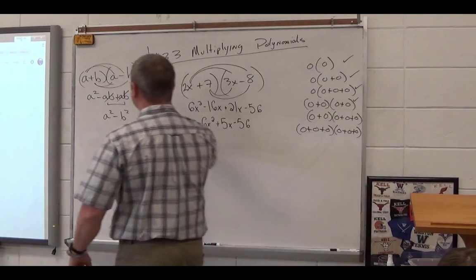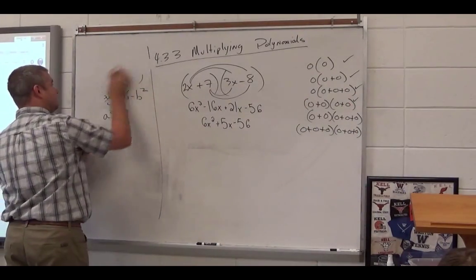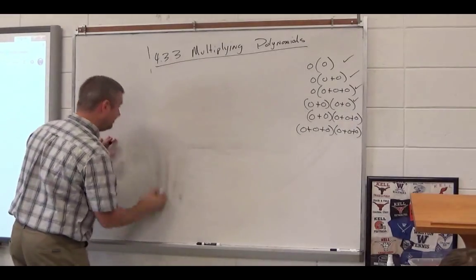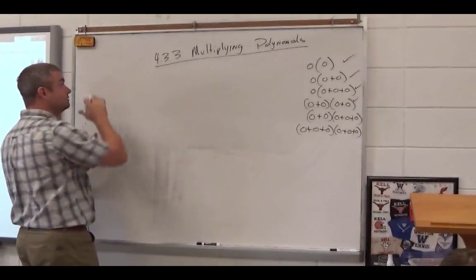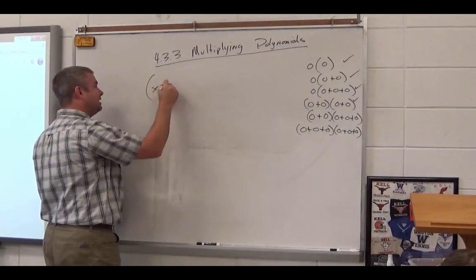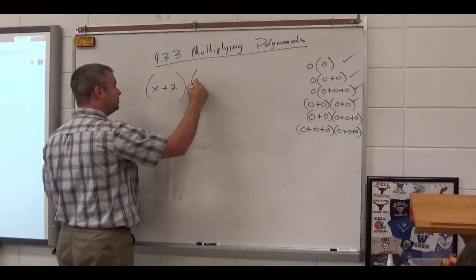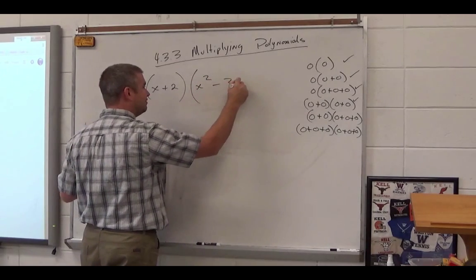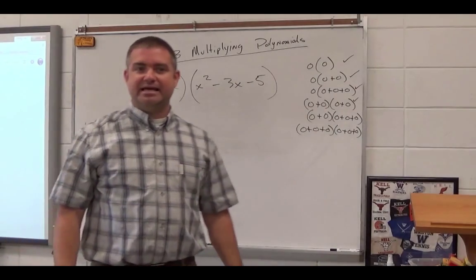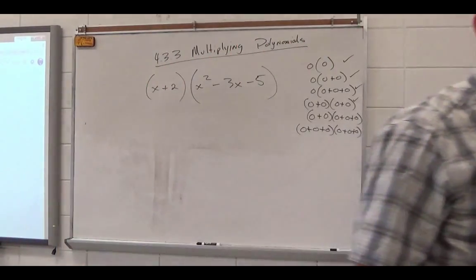I want to move to by times try. Everybody give her a hand for doing that one so good. All right, so here we go. X plus 2, times x squared minus 3x minus 5. I'm doing nice small numbers. Now we have a by times try.